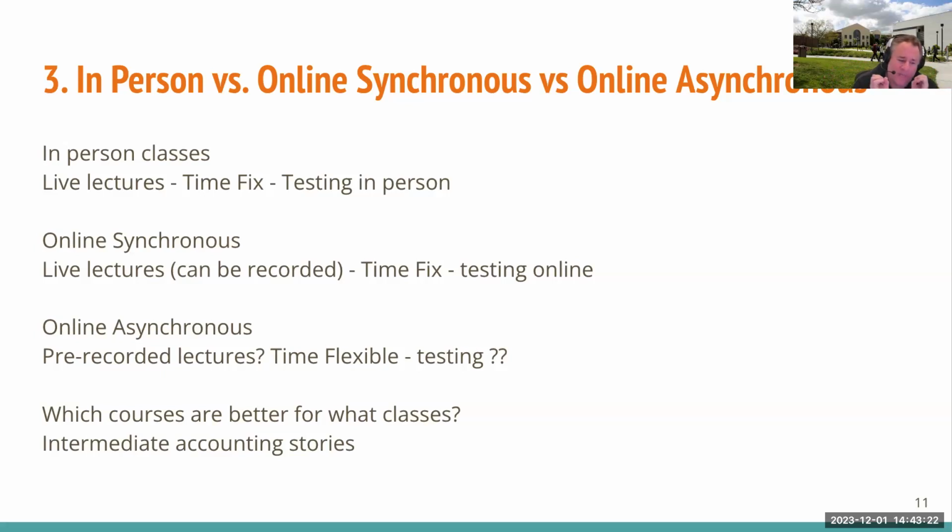But if you're taking intermediate accounting and there's no set time for lectures, I would be very careful about taking that class, or just understanding that I'm not really going to learn anything, or I may learn something. But again, it's a tough one. That intermediate accounting, I would probably say, should be online synchronous. I would probably say the same thing for tax courses.